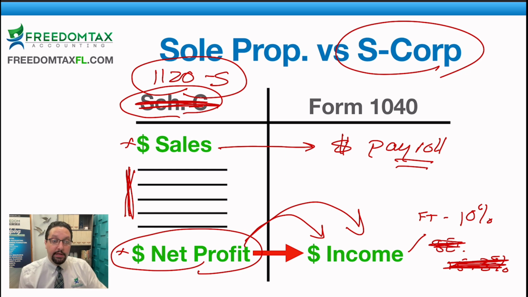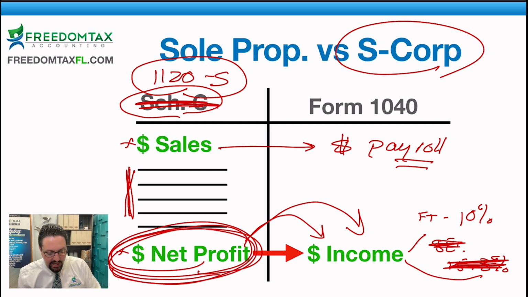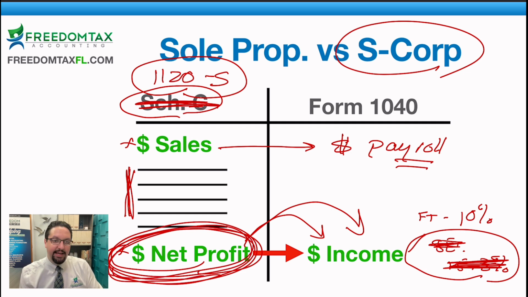So the S corporation during the year has a lot more expenses, but once the net profit is $40,000 or more, you save so much in taxes at the end of the year that it makes sense to pay those additional expenses during the year. Okay, but if this is less than $40,000, then just keep the sole proprietorship, because the S corporation may not be a good fit for you.